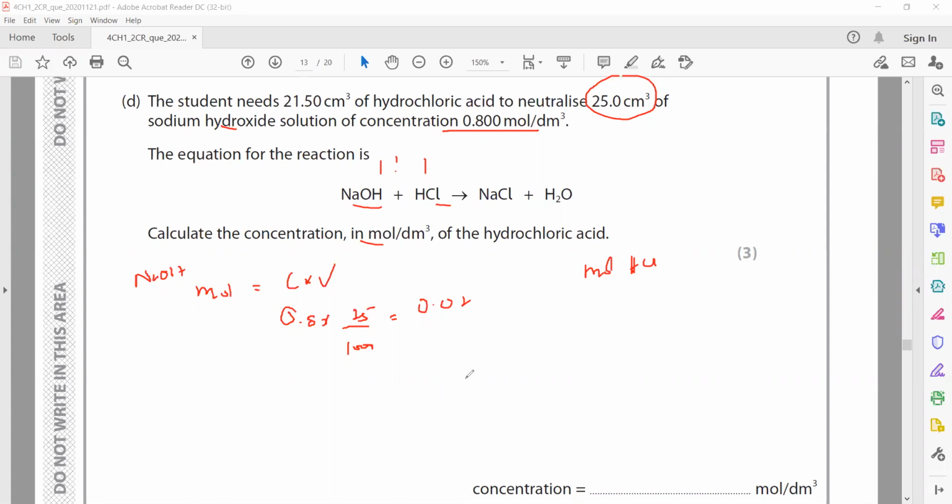Now we have the moles and the volume, 21.5 cm³ of HCl. Concentration is moles divided by volume. The moles we calculated are 0.02, using the ratio, and the volume is 0.0215 dm³, so we get 0.93 mol per dm³.